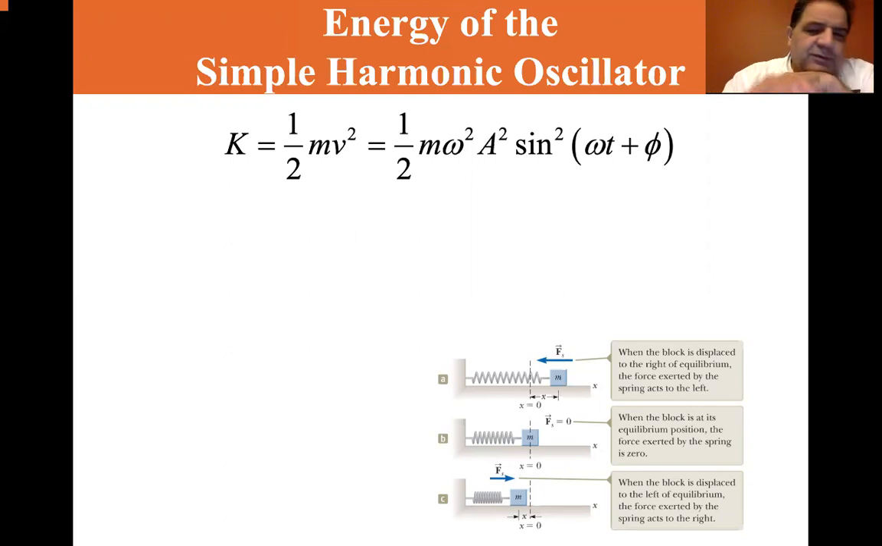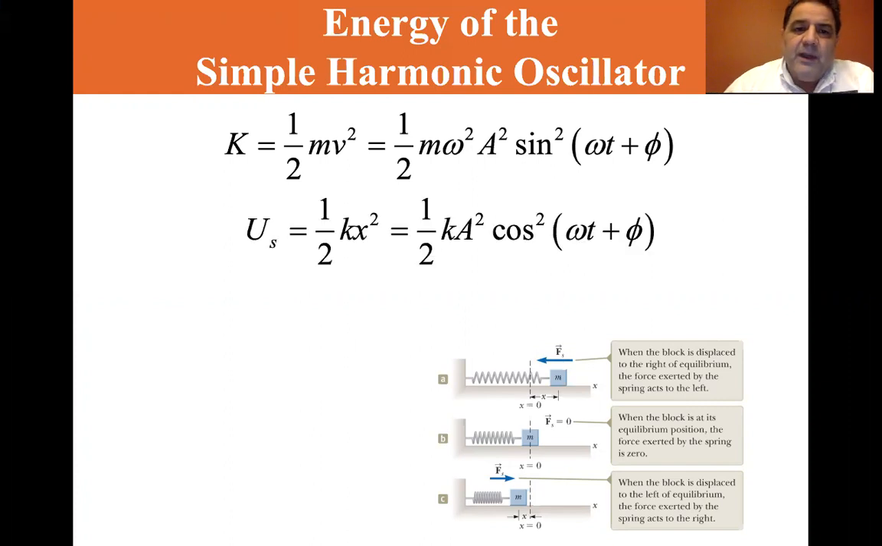Now, omega is equal to the square root of k over m. If you recall, omega is equal to the square root of k over m, so omega squared is equal to k over m. If we substitute that in this equation, we'll get 1/2 k A squared sine squared(omega t plus phi).